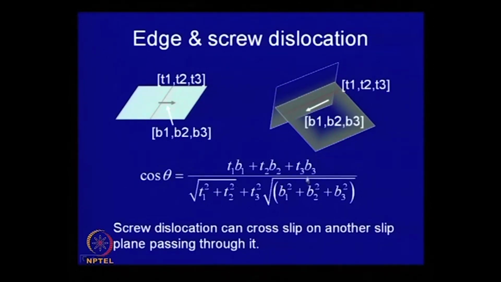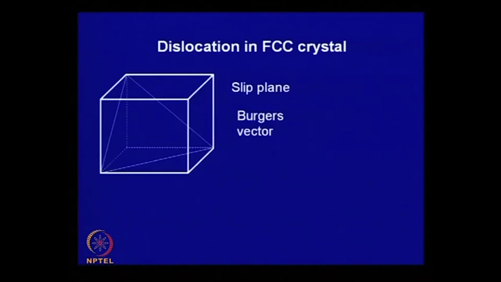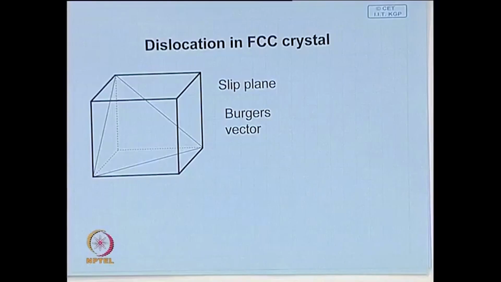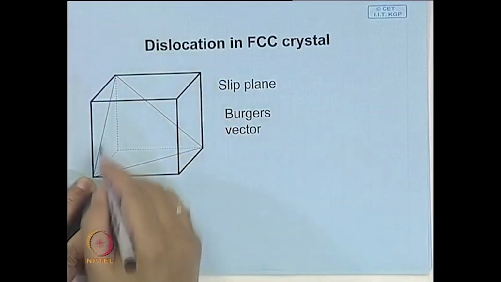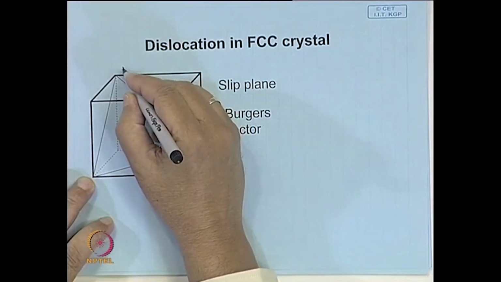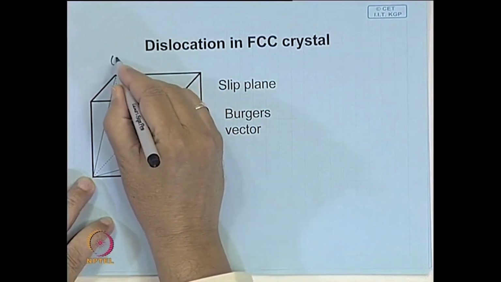And so, it is quite easy to check, if the dislocation Burgers vector is given and the slip plane is given, which dislocation will be mobile and which will not be mobile. So, let us look at this a little more carefully with respect to the face centered cubic structure. In the face centered cubic structure, the slip plane is the plane 1 1 1.